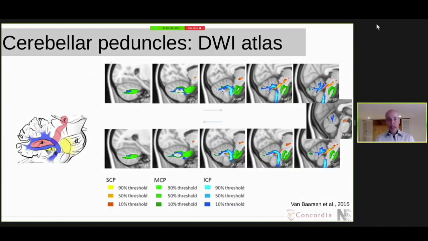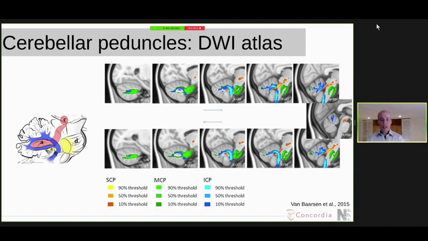Okay, so that has been looked at in a bigger data way with a fair number of subjects by Van Baarsen et al. in 2015. And here they did targeted tractography to identify each of the cerebellar peduncles. And here in yellow through to red, we have the SCP, so the superior cerebellar peduncle, which is coming up here, most easily seen on this slice. In green, we have the middle cerebellar peduncle going to and from, or in this case, from the pons back towards the cortex of the cerebellum, and then the ICP coming up.